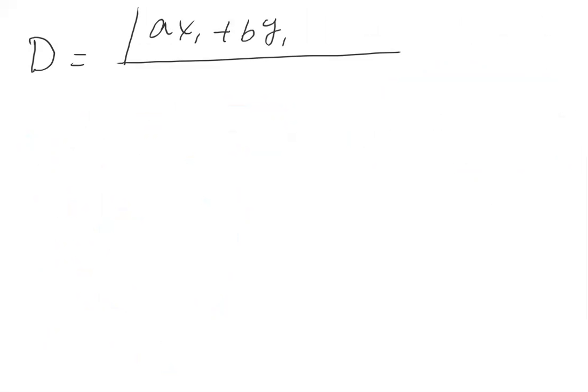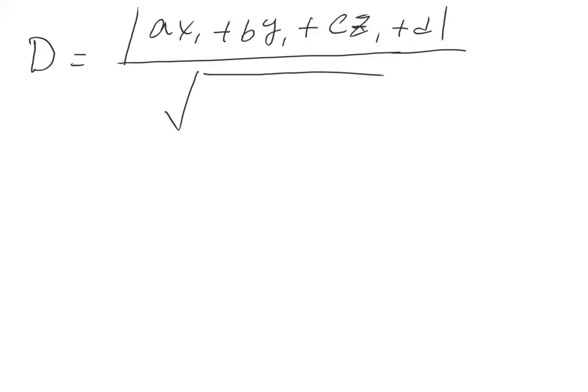We know that distance equals the absolute value of ax1 plus by1 plus cz1 plus d, all over the magnitude of the vector that I get from the second plane. So that would be the square root of a squared plus b squared plus c squared.